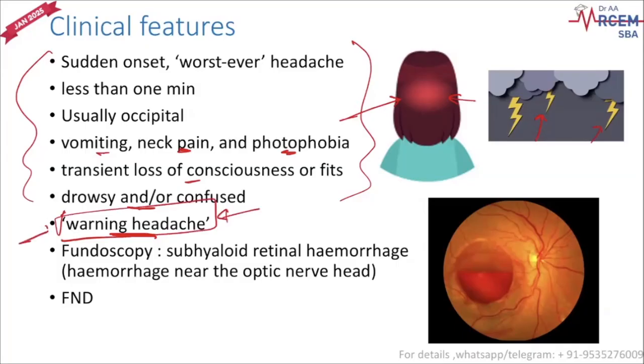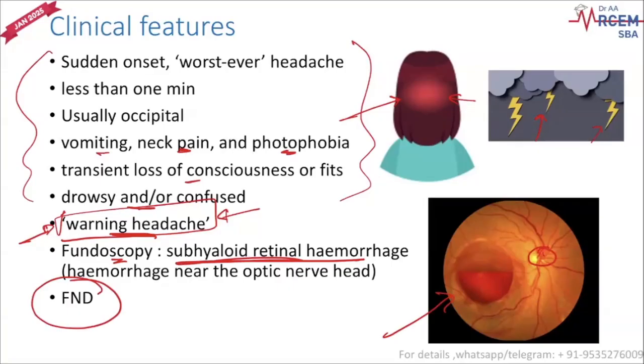So picking up the warning headaches itself is challenging for an emergency physician. It is difficult to pick up. Most of the time it is missed unless you are very experienced and always thinking of a warning headache. On fundus, usually it has a classical picture, nothing but a retinal bleed very close to the optic nerve or the optic disc. This is known as subhyaloid retinal hemorrhage. Sometimes these patients might have focal neurological deficits also.